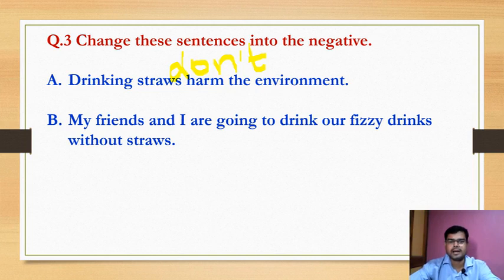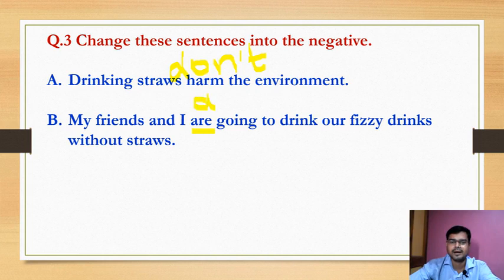My friends and I are going to drink our fizzy drinks without straws. So here what we have to do, in this case they haven't given the auxiliary verb directly, but they have given us the sentence and we have to make a negative one. So what we have to simply write here: my friends and I aren't going to drink.